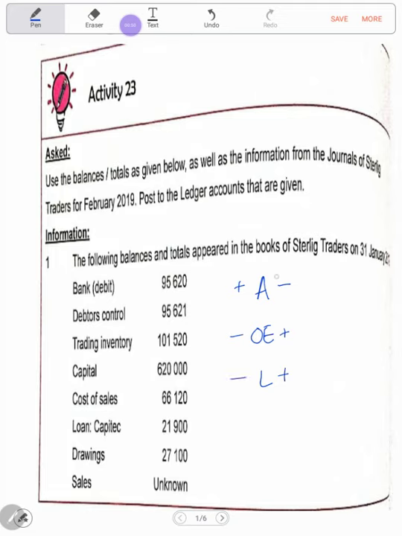Remember, bank is an asset. Debtors control is an asset. Trading inventory is an asset. Capital is owner's equity. Cost of sales is owner's equity. Loan is a liability. Drawings is an owner's equity account. And sales is owner's equity.